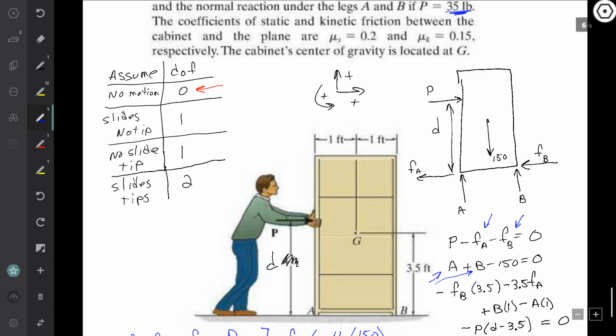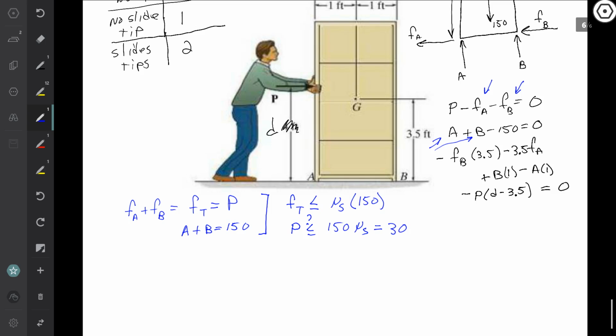So if your P is 35, like in the problem statement, then this thing is false. But as long as you push less than 30, then you're right, it will not slide. What you would also want to do is make sure that it didn't tip. But if any one thing is false, then they're all false.